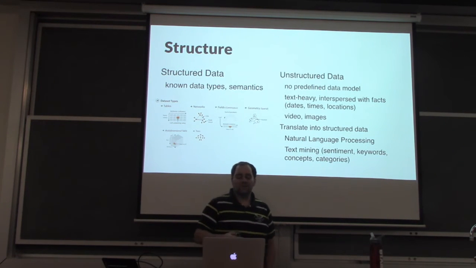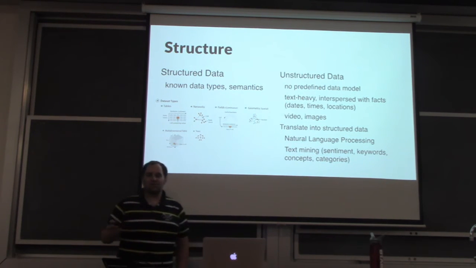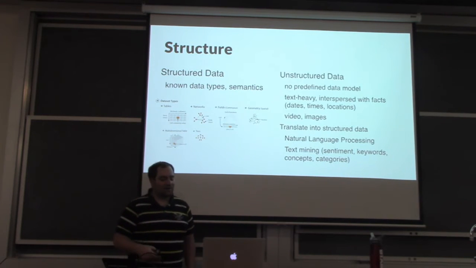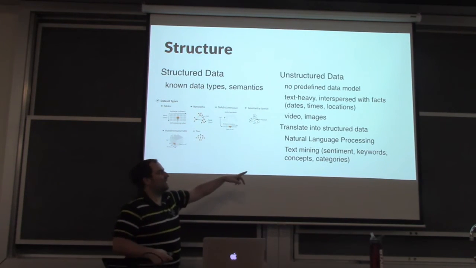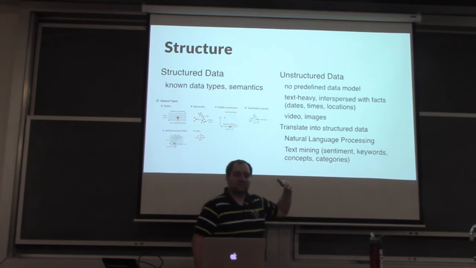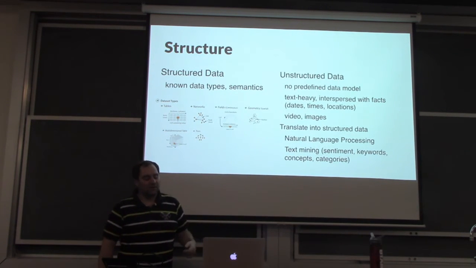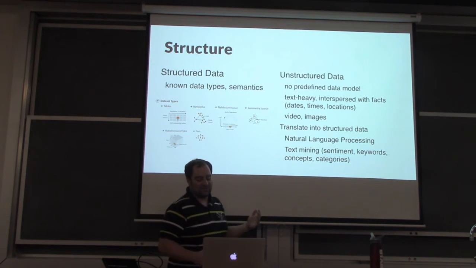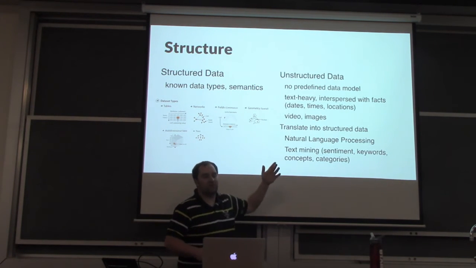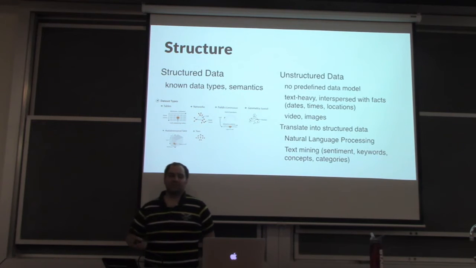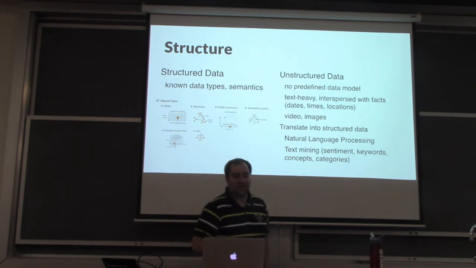The translation from unstructured data into structured data is a major research field in computer science. For example, getting structure out of text is what natural language processing cares about, or text mining, or sentiment analysis, and getting structure out of video or images is what computer vision or image analysis cares about.